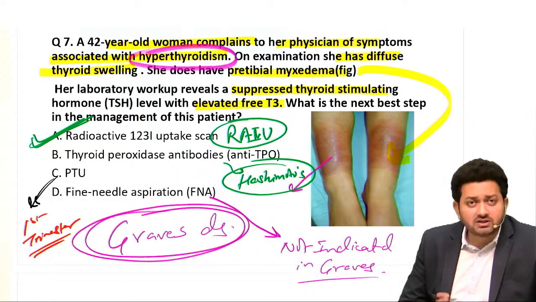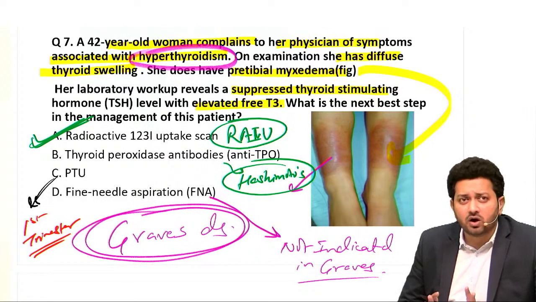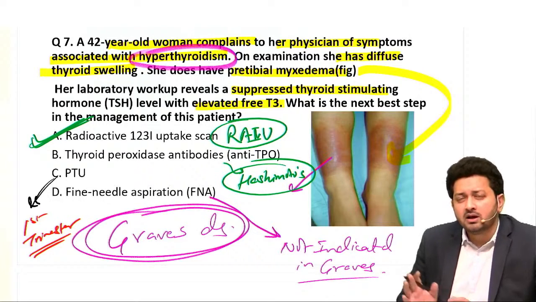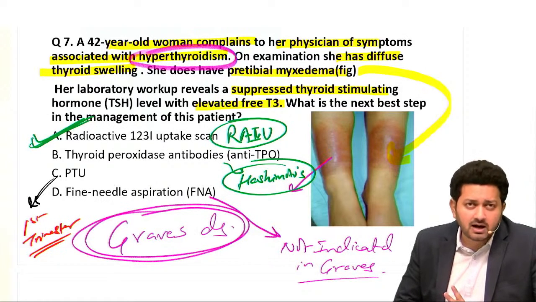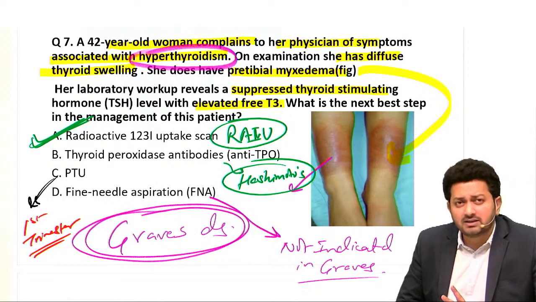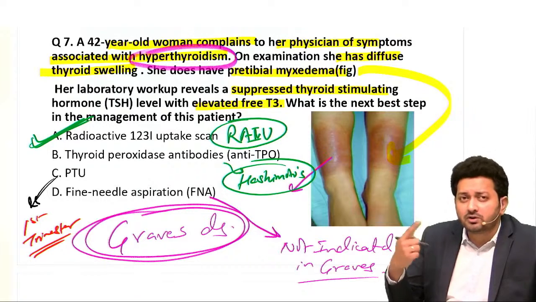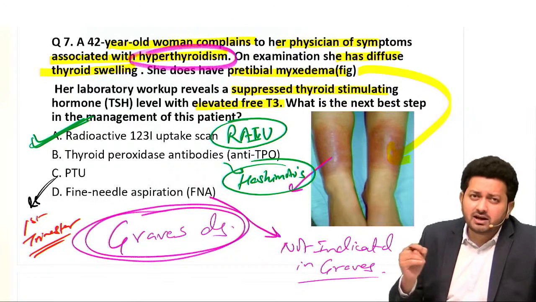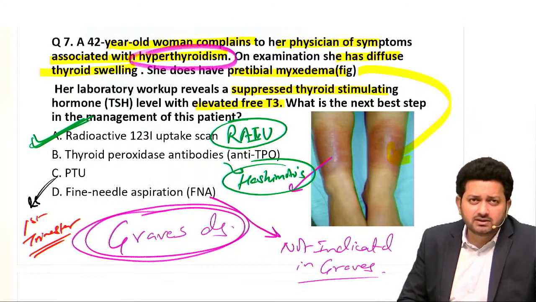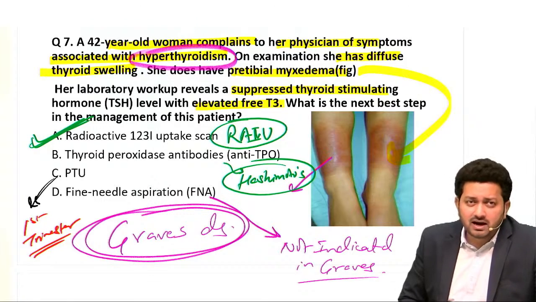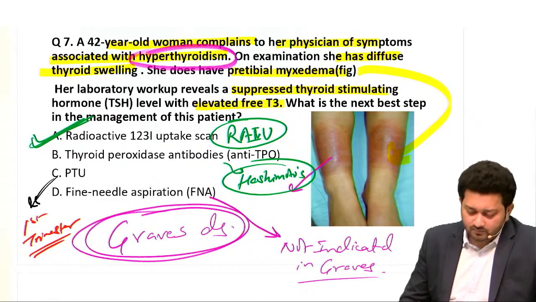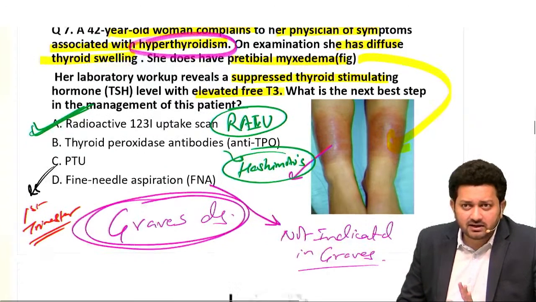PTU, although it is an antithyroid drug, has a serious side effect like liver toxicity, so it has to be used only if absolutely required, like in the first trimester of pregnancy, because at that time carbimazole or methimazole can rarely lead to aplasia cutis, a type of congenital disorder. So for that organogenesis period, the first trimester, we avoid that and give PTU. So this answer is correct.